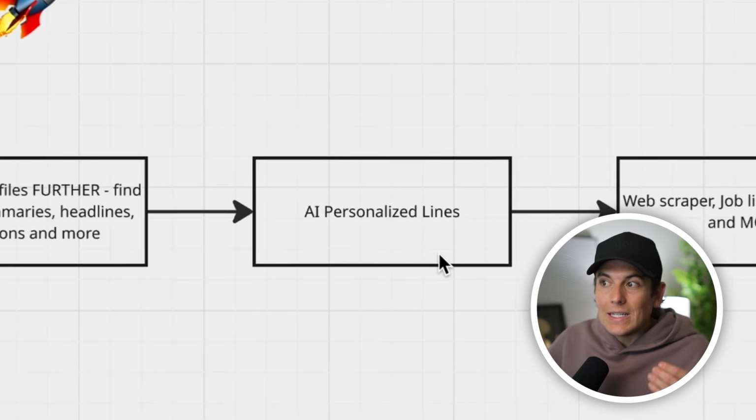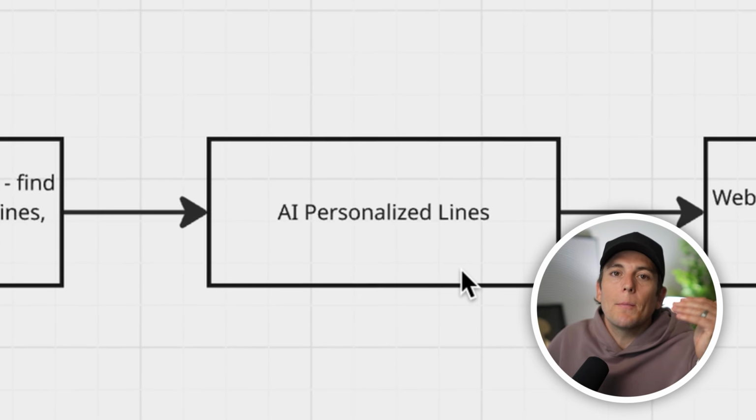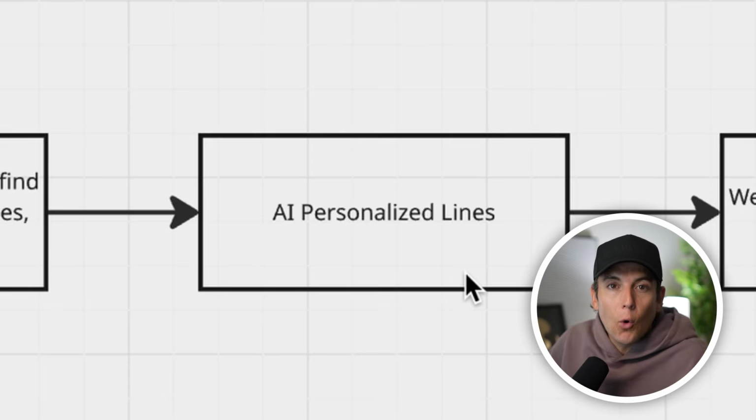Then what we can even do inside of the Super Search in literally 3 clicks in one prompt is write personalized lines. We can write even full emails based off of what we've been able to enrich for that specific lead that we've been able to pull.